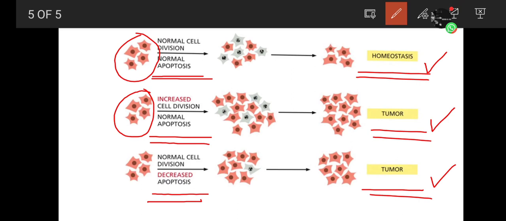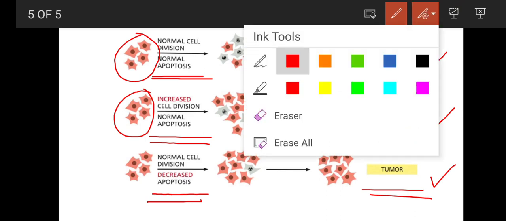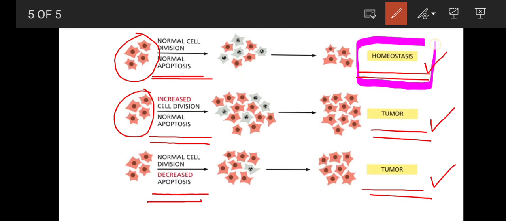Thus we can say that under normal cell division and normal apoptosis, homeostasis happens. So this is the homeostasis. But when increased cell division happens and there occurs normal apoptosis, still the tumor happens. And when normal cell division happens and also decreased apoptosis occurs, still the tumor happens.